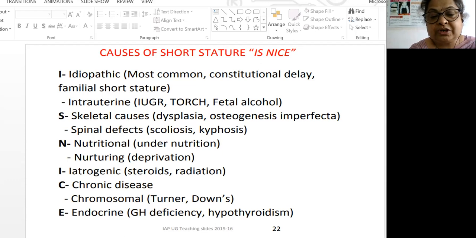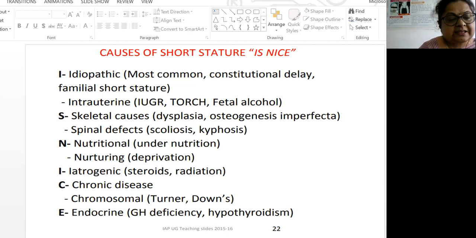Then N is for nutritional, that is undernutrition, and nurturing, that is deprivation. I is iatrogenic, like steroids. The child may be on long-term steroids or radiation due to some malignancy. Then C is for chronic diseases and chromosomal causes like Turner and Down syndrome. And E stands for endocrinal causes like growth hormone deficiency and hypothyroidism.